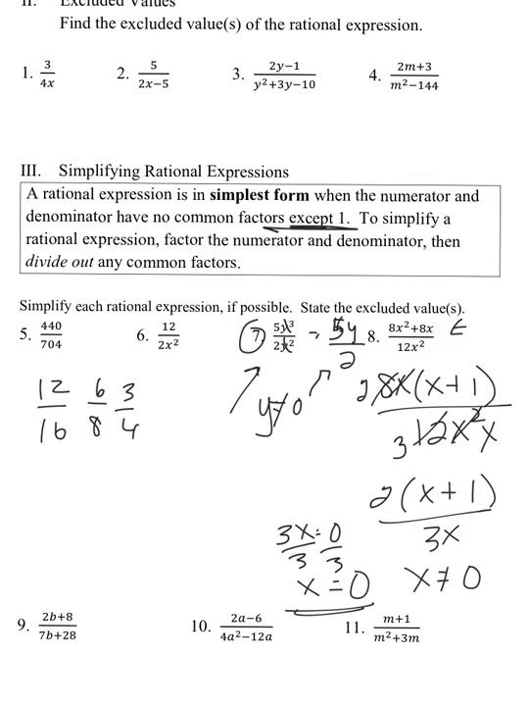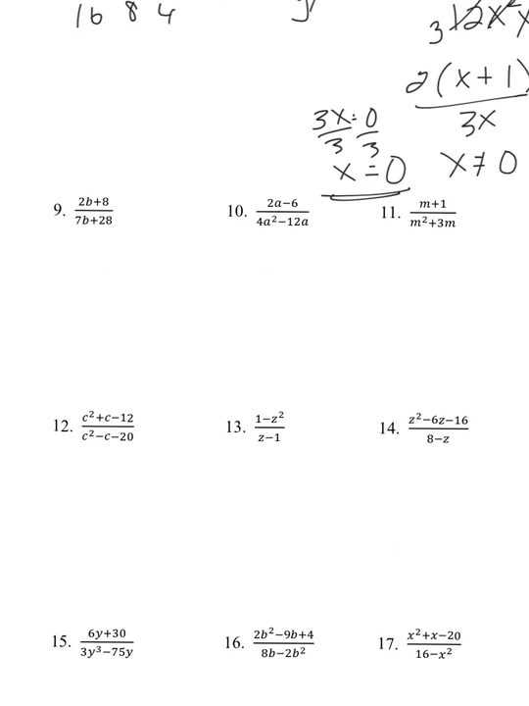So when you have a little bit more to the problems, like we do on this next page, you'll see that for number 9, we're going to factor the numerator because you have a GCF of 2 times the quantity of b plus 4. And then in the denominator, factor out 7 times the quantity of b plus 4 again. Now we have a common binomial factor that we're going to simplify out. So b plus 4 divided by b plus 4 is going to equal 1. So you're going to be left with 2 over 7.